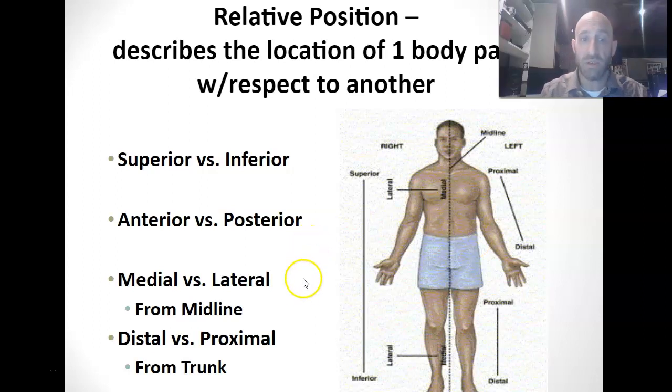And then finally, distal versus proximal is how far away we are from the actual body, the actual axial skeleton. So for example, my wrist is distal to my elbow and my elbow is proximal to my fingertips.